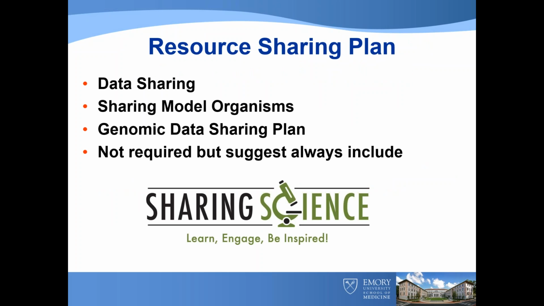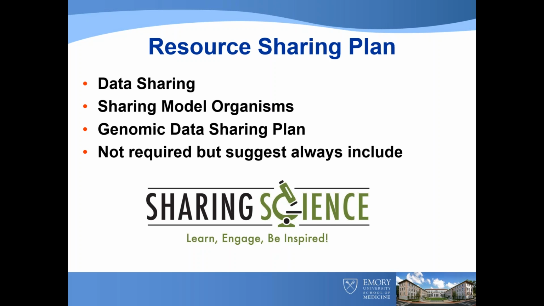The resource sharing plan is not mandatory for all grants. It will say so in the RFP if it is. And what they're talking about here, this is a separate section. This is not included in your page count again. They're talking about data sharing or sharing model organisms. If you're going to create a new knockout gene or something, are you going to share that? Genomic data sets and so on. It is not required, again, but I suggest that you always include it, simply because it looks good.